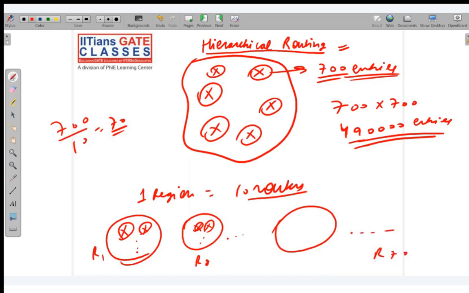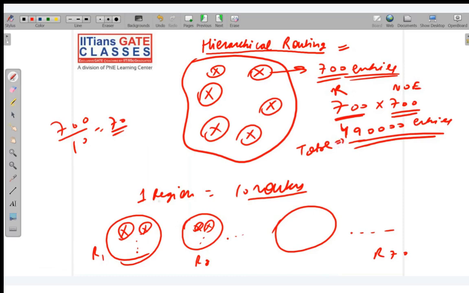Okay, it's not like 49 lakhs. 4,90,000 is the total number of entries. 700 entries in each router, and a total of 700 routers are there. So number of routers times number of entries in each router gives 4,90,000 total entries.